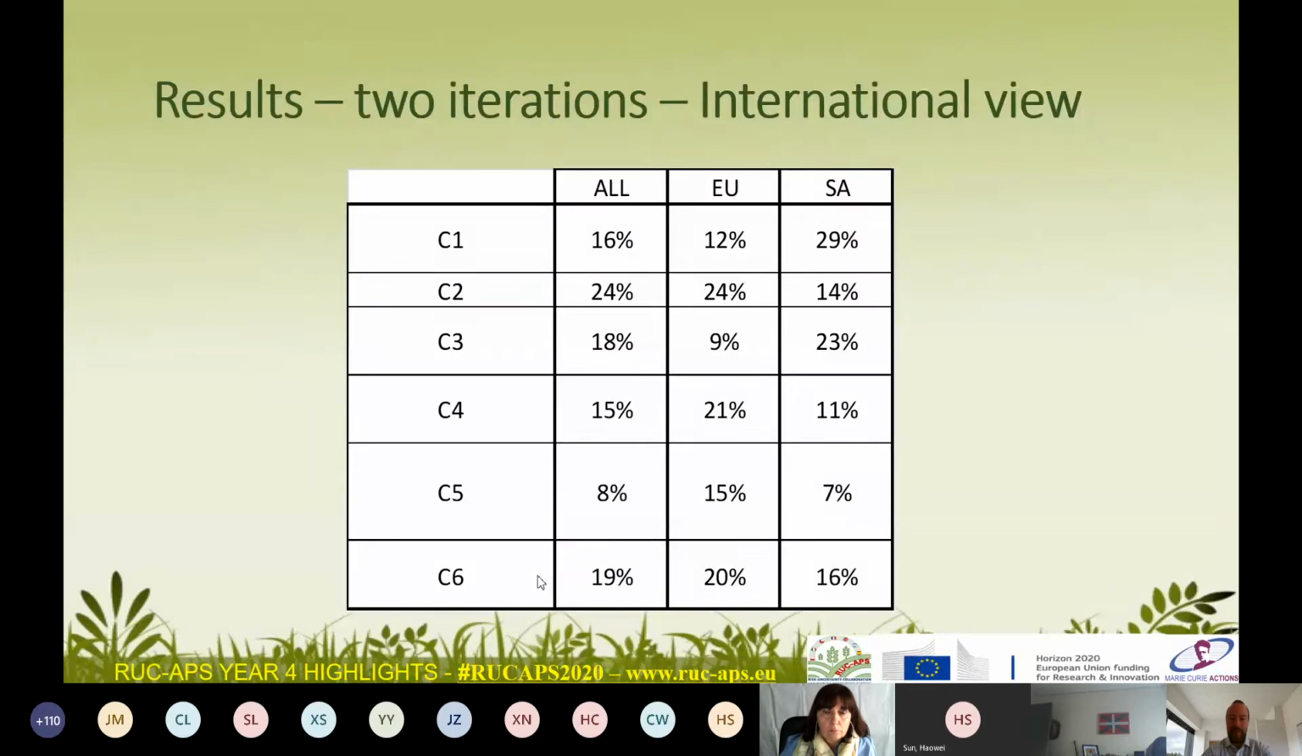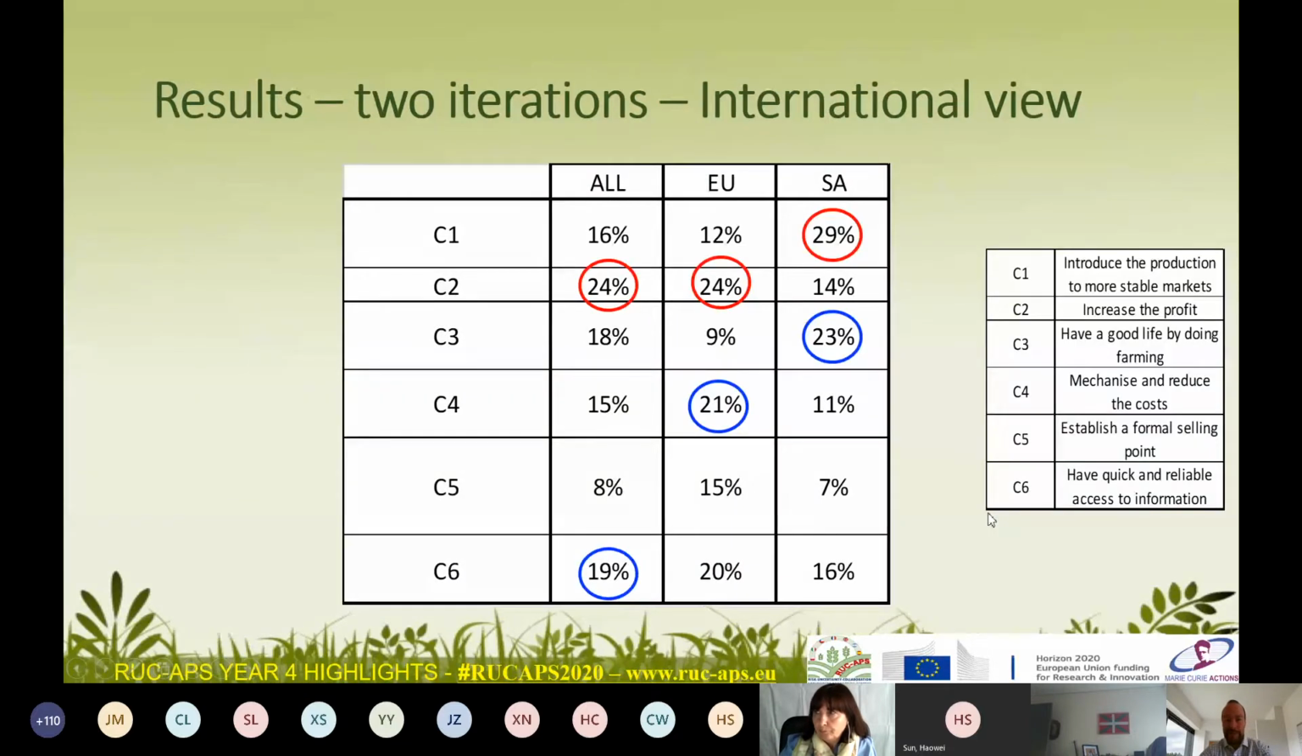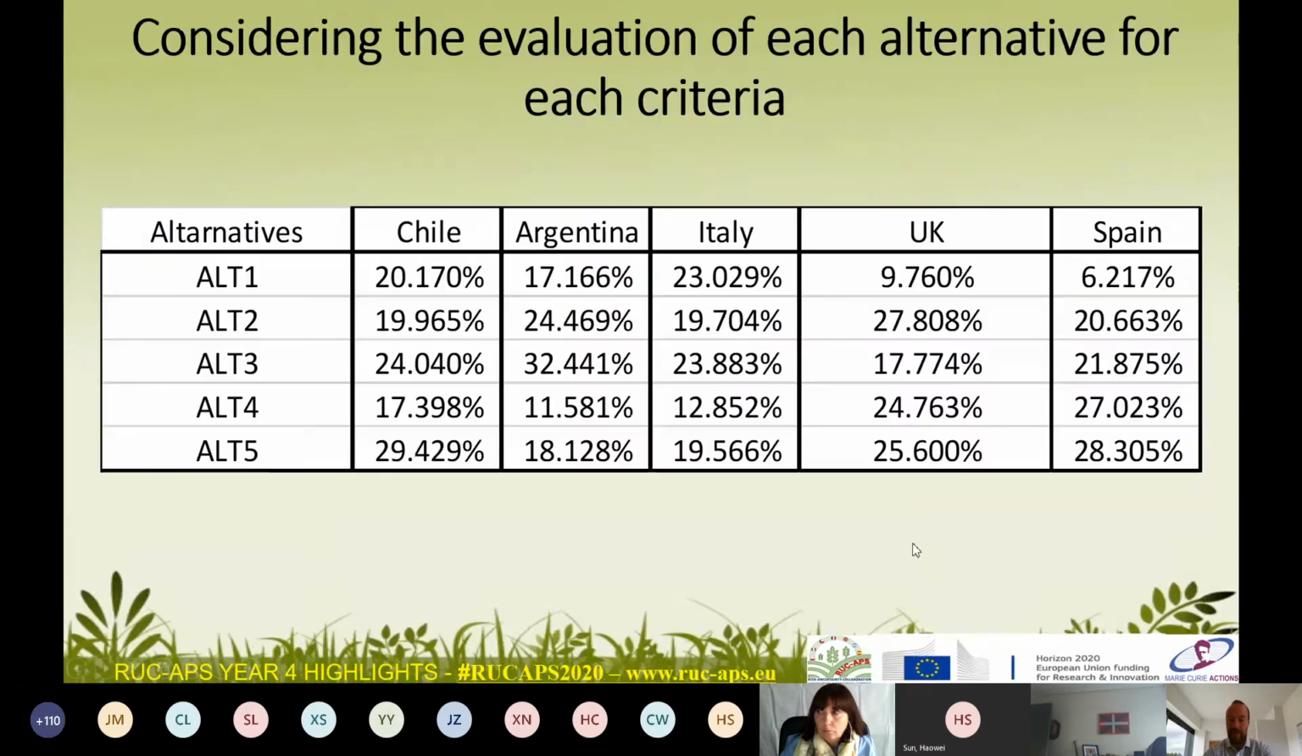Of course, once we try to see all this, for instance, we can see which criteria overall were the most important. In Europe, introducing the production to a more stable market becomes one of the most important. In second place, we have a good life by doing farming, followed by mechanization and reduced cost, and then criterion 6, which is having quick and reliable access to information. This is super important once you want to start doing modeling and simulation, because it gives you the right picture about what the domain is really offering you.